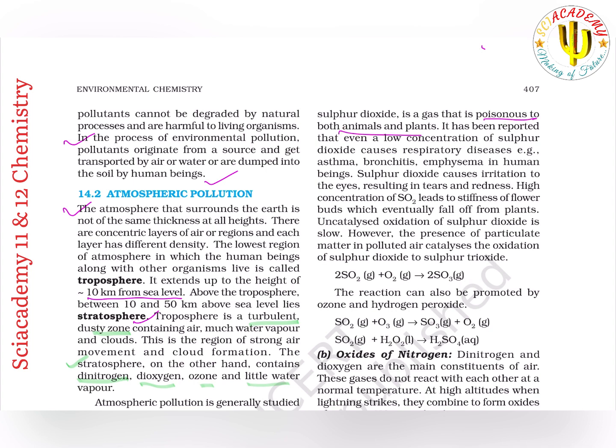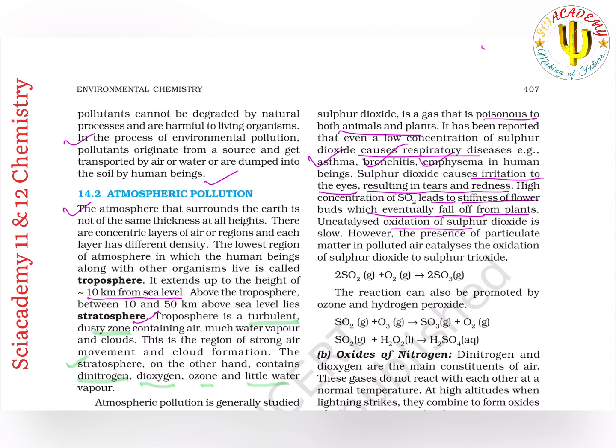It has been reported that even a low concentration of sulfur dioxide causes respiratory diseases, for example, asthma, bronchitis, emphysema in human beings. Sulfur dioxide causes irritation to the eyes, resulting in tears and redness. High concentration of sulfur dioxide leads to the stiffness of flower buds, which eventually fall off from plants.